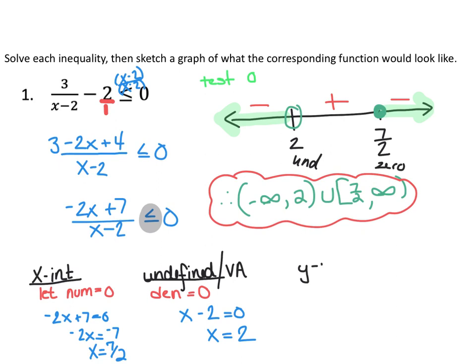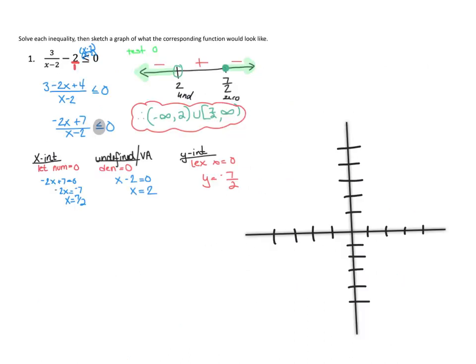Now I'm going to finish finding a few more things to help me analyze my function or corresponding function. So I'm going to get my y-intercept, which is where I let x be 0. That's going to produce negative 7/2. And I'm just going to start sketching with what I already know. So I know I have a vertical asymptote at x equals 2. I have an x-intercept at 7/2, which is 3.5. I have a y-intercept at -7/2. And now I'm going to consider the end behavior.